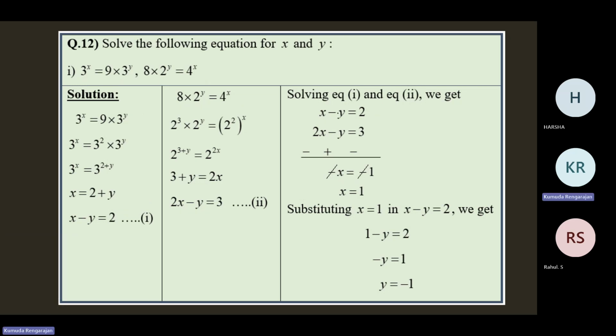Because the coefficients are already the same, 1y, 1y. So if it is plus 1y, minus 1y, it's 0. So we change the signs throughout. Minus, plus, minus. Minus 1y, plus 1y, 0. x minus 2x, minus x. 2 minus 3, minus 1. So like this, we find the value of x. And then we substitute in this equation, or you can put it in this also. You'll get the same answer. We find the value of y. That's about this one.